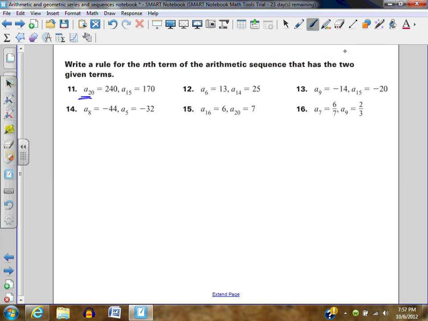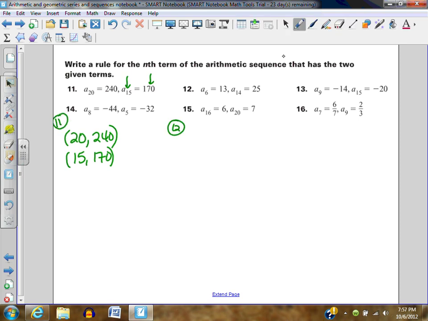So, remember what I said that meant. That means the 20th position. This is how you interpret or translate that to something you understand. A sub 20 equals 240 is the same thing as saying 20, 240. It's the coordinate, x is 20, y is 240. On the next one, this is 15, 170. See, that's my x, that's my y. That's all that means. That's number 11.